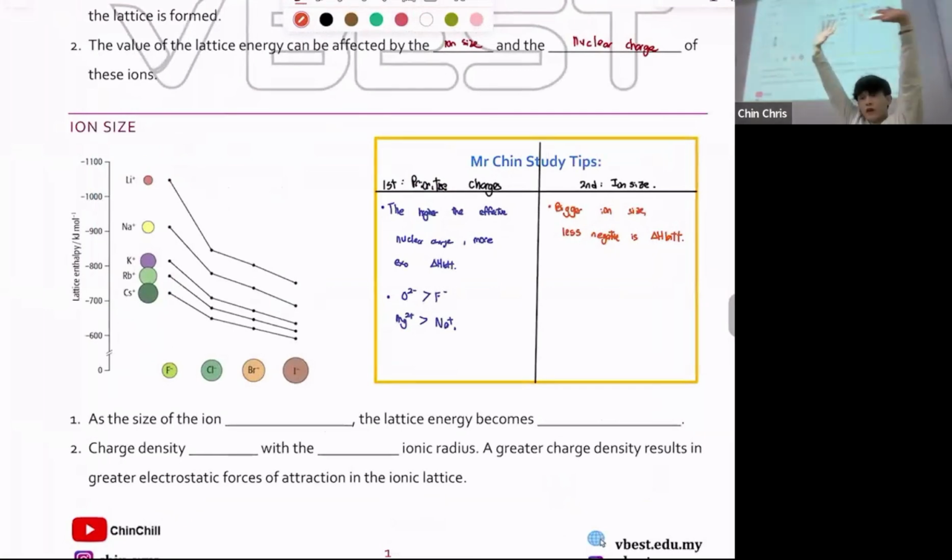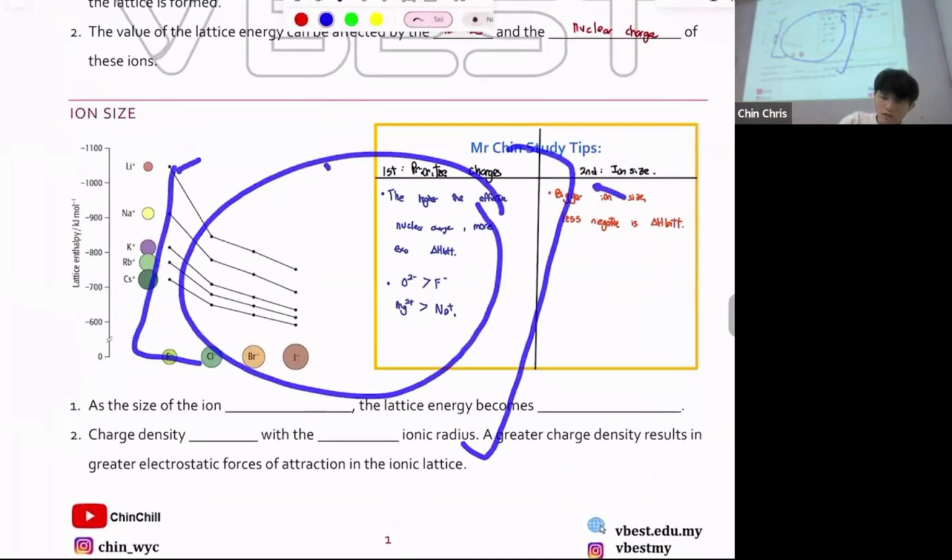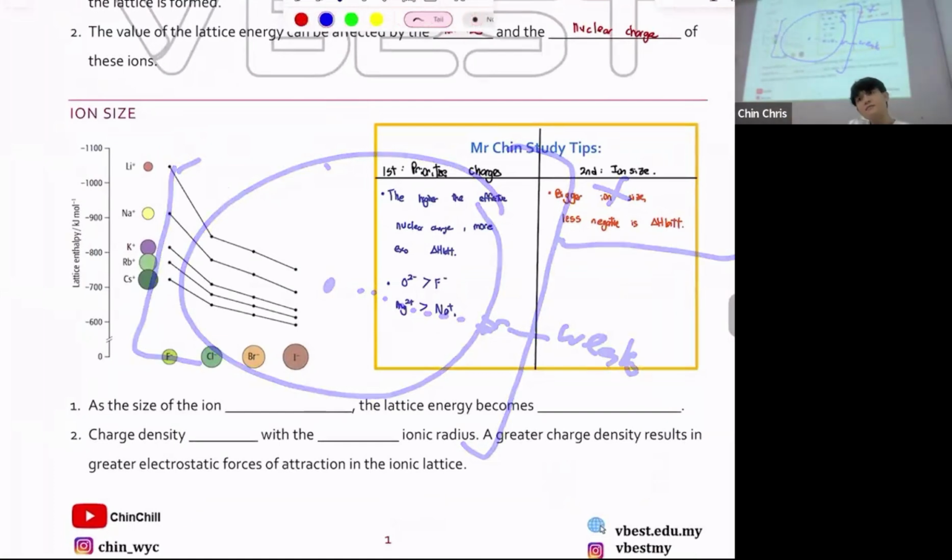Okay, because if you have a big ion, what happened to the attraction? Is the attraction here strong or weak? Weak, right? Which means a weak ionic bond is formed. So which means it's easier.